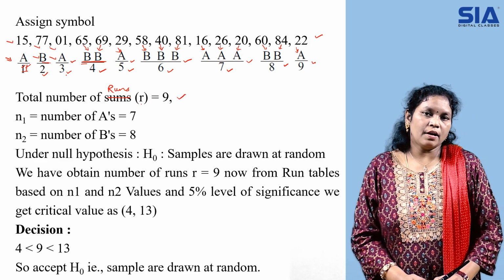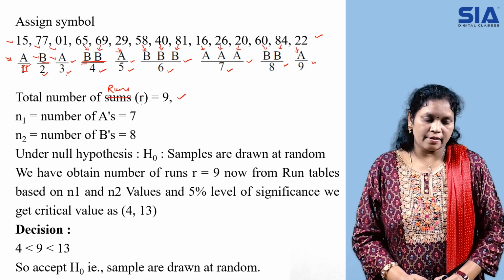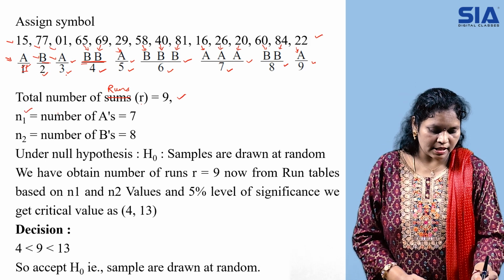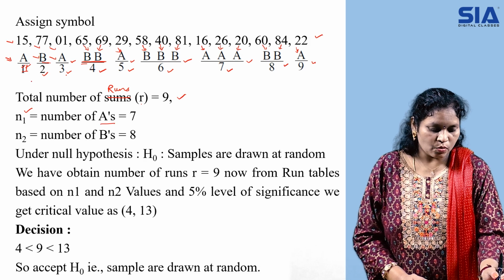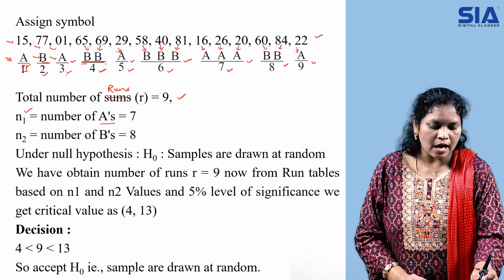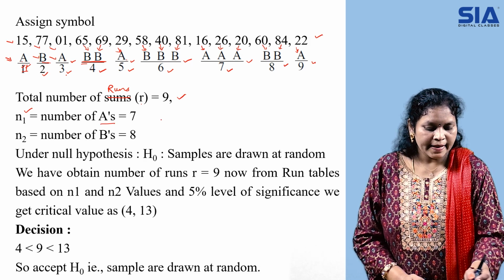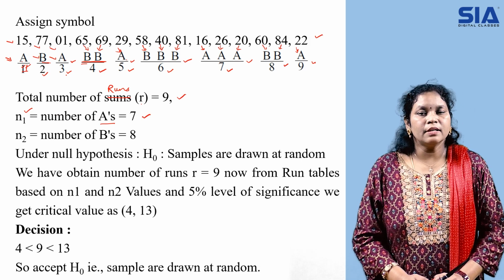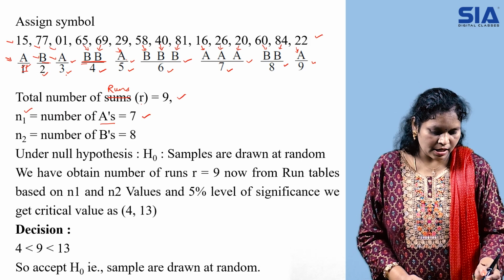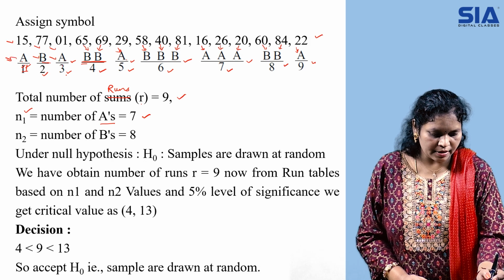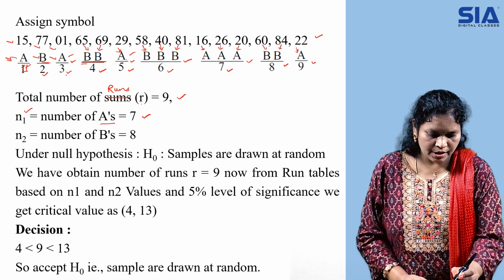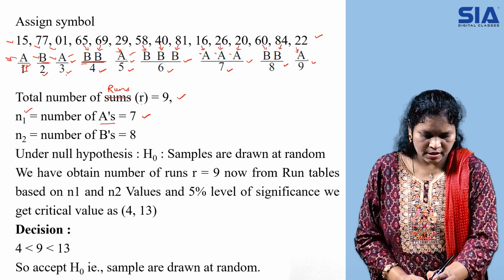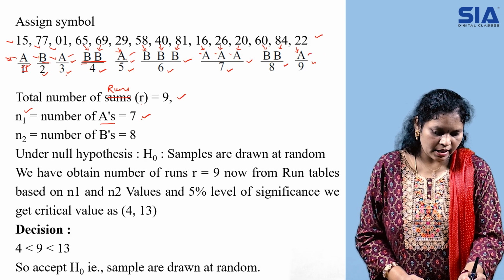Now let us go for checking N1 and N2 also. Small n1 is the number of A's. Whatever A's we have assigned, count them; how many A's there are becomes n1 for us. This will be utilized to obtain the table value. So let us count A: 1, 2, 3, 4, 5, 6, 7. So I have got 7 A's.